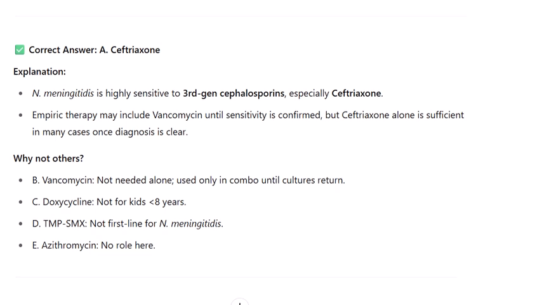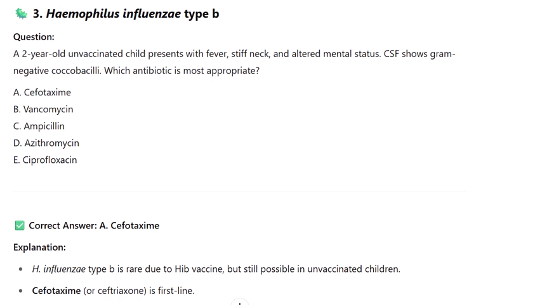3. Haemophilus influenzae type B. Question. A 2-year-old unvaccinated child presents with fever, stiff neck, and altered mental status. CSF shows gram-negative coccobacilli. Which antibiotic is most appropriate? A. Cefotaxime. B. Vancomycin. C. Ampicillin. D. Azithromycin. E. Ciprofloxacin. Correct answer, A. Cefotaxime.